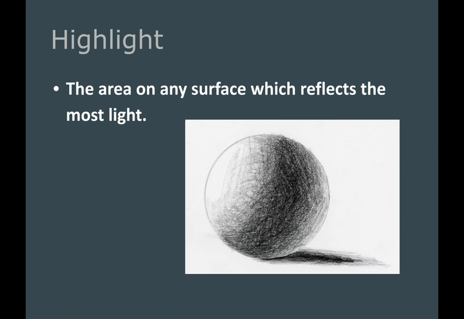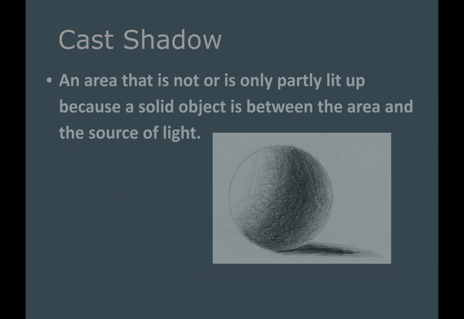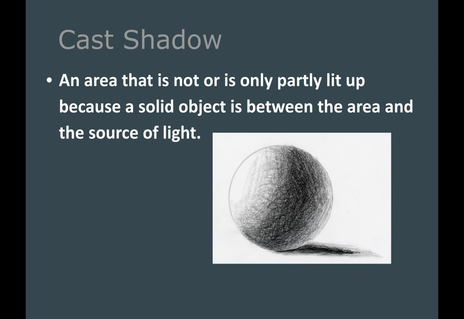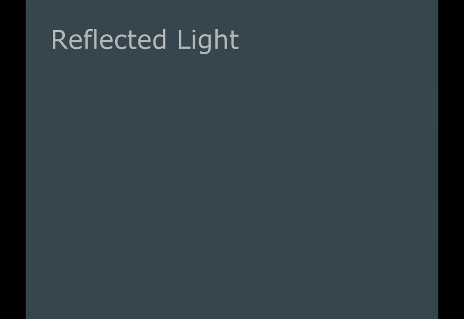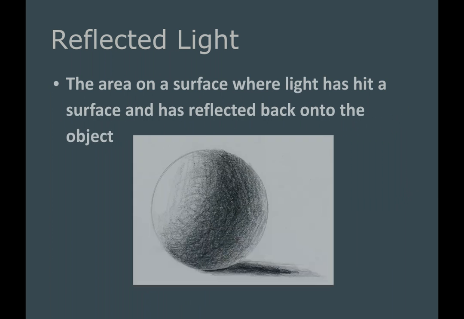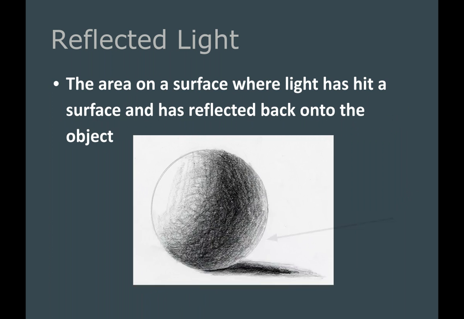Highlight. The area on any surface which reflects the most light. In this image, the highlight is here. Cast shadow. An area that is not or is only partly lit up because a solid object is between the area and the source of light. In this image, the cast shadow is here. Reflected light. The area on a surface where light has hit a surface and has reflected back onto the object. In this image, the reflected light is here.